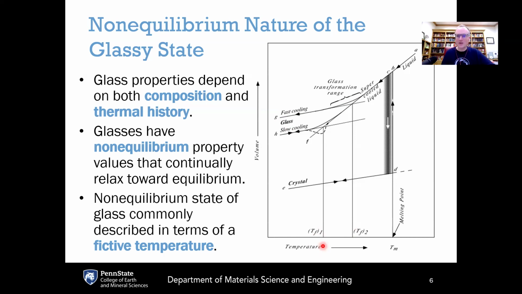So this fictive temperature is like an additional thermodynamic order parameter. It's an additional parameter that tells us more information about the thermal history of the glass, so that when we determine the properties of the glass, whether it's molar volume or enthalpy, or in the case of this lecture, the viscosity, that is the additional piece of information that we need to describe the thermal history dependence of glass properties. So the key takeaways are that the properties of a glass, because it's a non-equilibrium system, depend on both composition and thermal history. Glasses have non-equilibrium property values that continually relax towards the metastable equilibrium of the supercooled liquid state, and the non-equilibrium state of a glass is commonly described in terms of its fictive temperature.